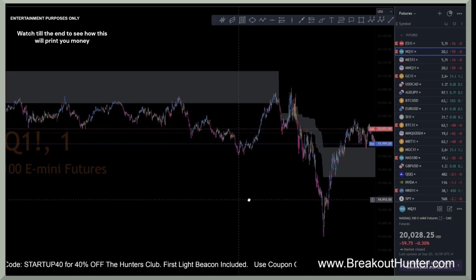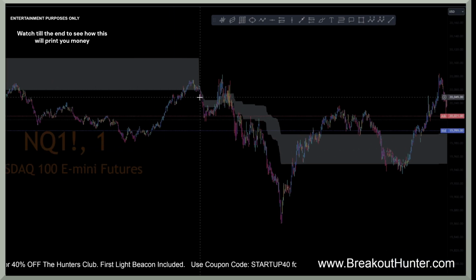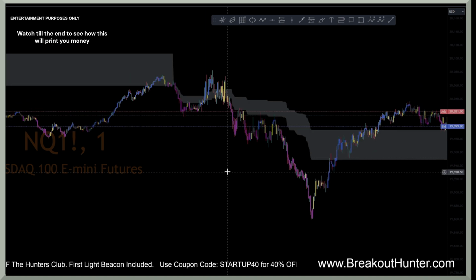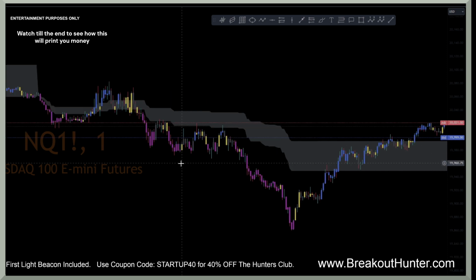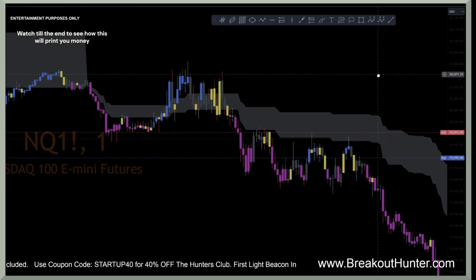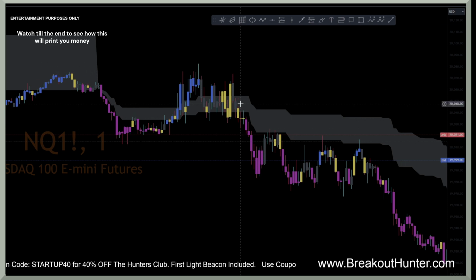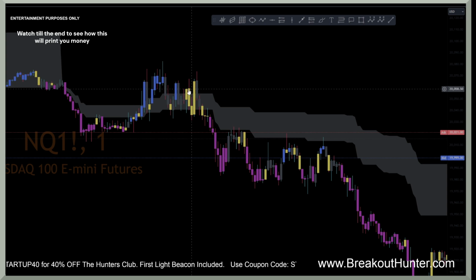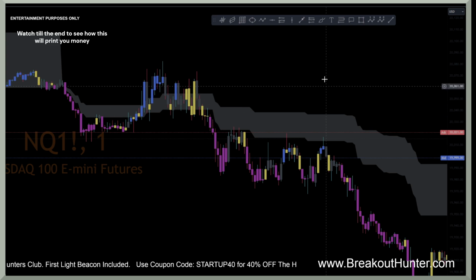All right, so here is NASDAQ. Here is the creation of the zone, and then here is, what is this? This is 10:30, this is 10, this is 9. So at 10 o'clock, here's our consolidation point right here, right? So the pink is down, blue is up, gray and yellow is consolidating. So we get a break below our zone right here, and it's pink, and this is right at 10 o'clock.